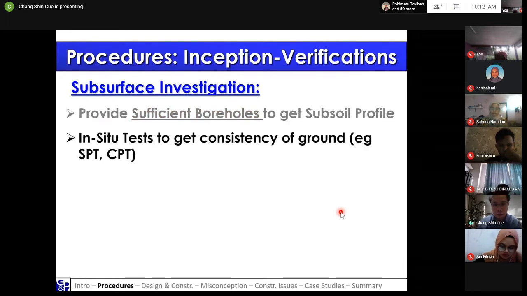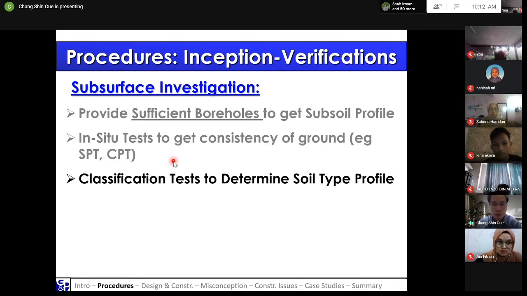And we'll carry out some in situ tests, that is to get the consistency of the ground. Typically, we'll carry out SPT, which is called the standard penetration test, or the cone penetration test, CPT. And then we carried out classification tests to determine the soil types, such as your liquid limit or plastic limit test, and your soil classification sieving test to know whether it's sand, clay.